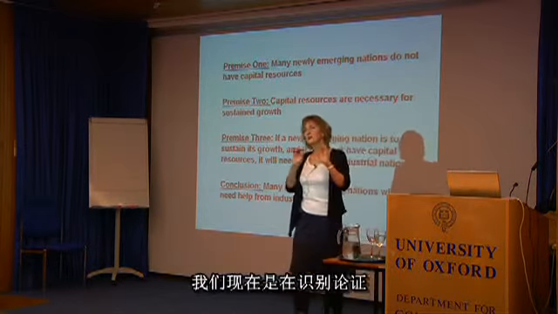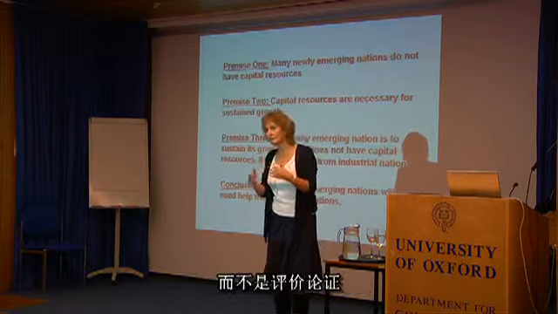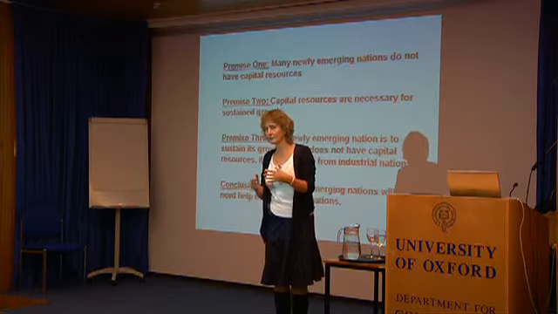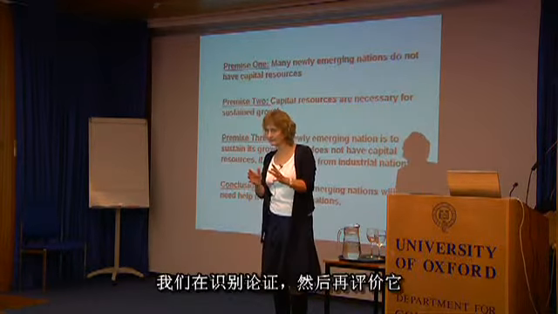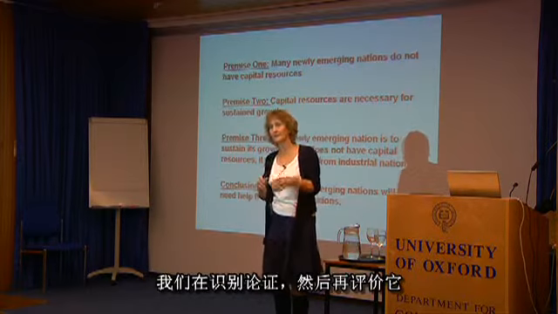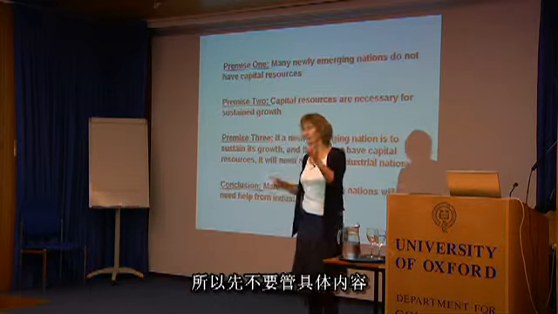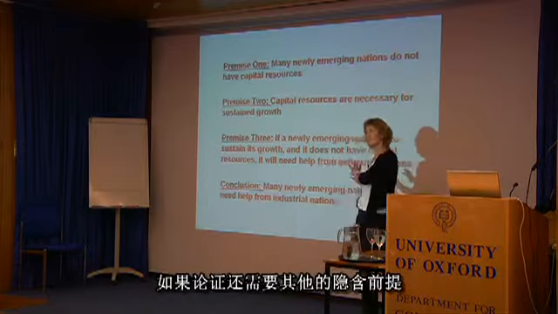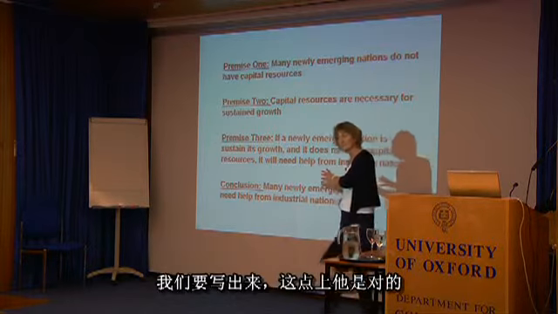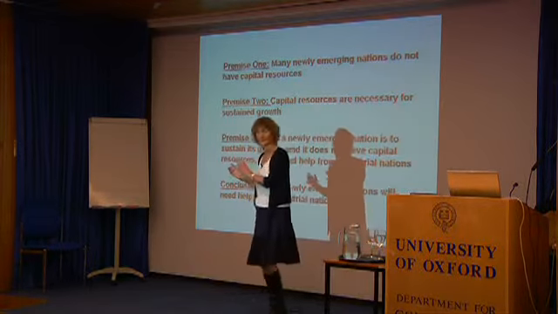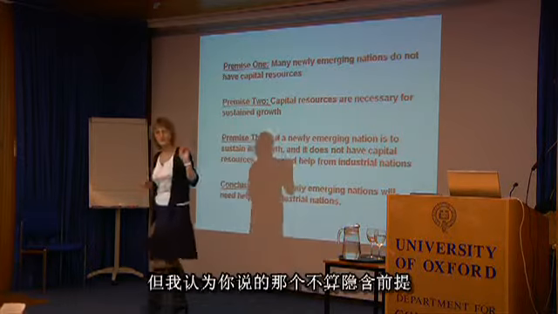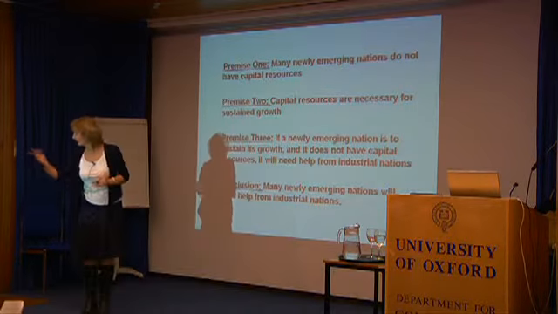The fact is what we're doing is we're identifying the argument. We're not evaluating it yet. Do you see the difference? We're just identifying it, then we evaluate it. So we do have to let the content go. But he is quite right that if there is another suppressed premise there that's needed for the argument, we need to bring it out. But I don't think that was one of them.